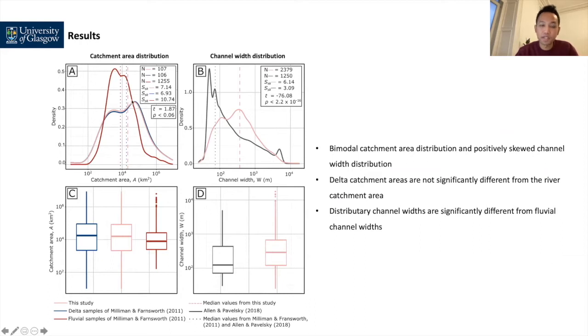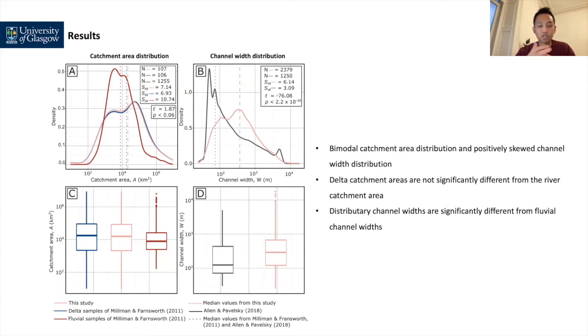In the left column, you can see the catchment area distribution, and on the right-hand side, you will see the channel width distribution. As you may see in the left column, the catchment area has a bimodal distribution and is not so different. My data is in pink here, and the other colors are from the literature, either from the delta systems, which is the blue here, or from the river systems, which is the dark red or the black here. In terms of the channel width, it has a positively skewed, or right-skewed, distribution. So using the median value will be more appropriate than using the mean value of the channel width, because it will be more statistically representative.